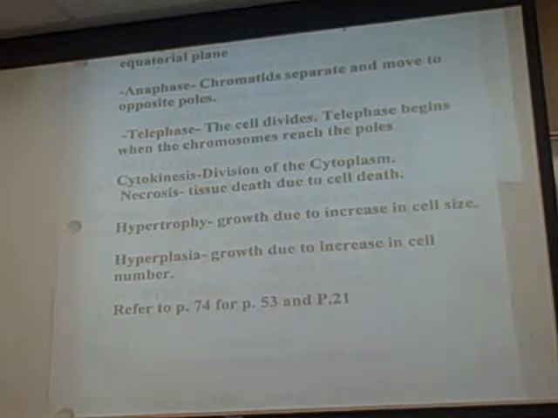Necrosis is tissue death due to cell death. Hypertrophy is growth due to increase in cell size. That would be basically us lifting weights. If a small child is growing, he starts this tall and he ends up this tall, that's hyperplasia. That's an increase in cell number.